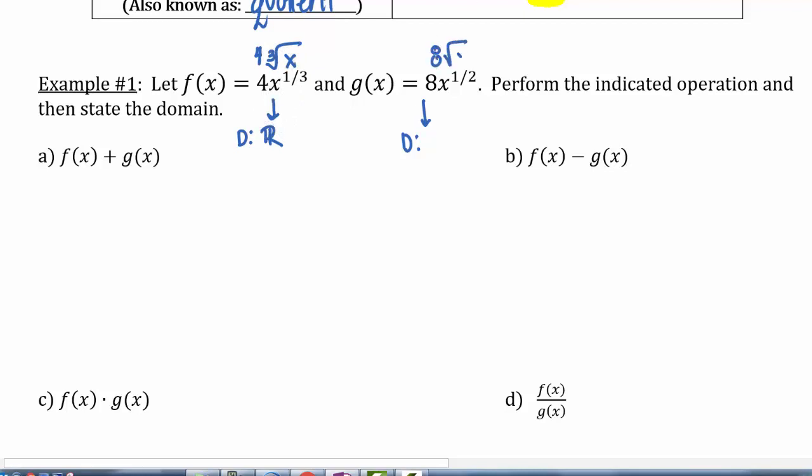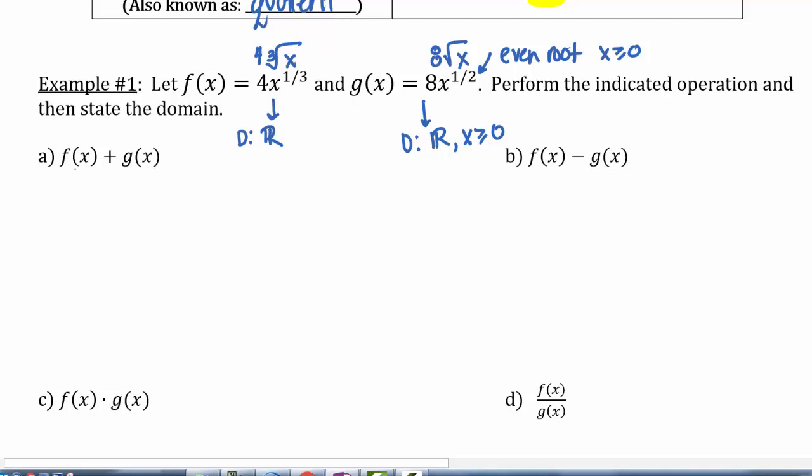The difference with 8 square root x is that you can't take the square root of a negative number. You basically always start with all real numbers, and we have two exceptions. One exception is when you have an even root: you have to be greater than or equal to 0. So x is greater than or equal to 0. Zero is okay, but if I plugged in a negative number here, it would be undefined.